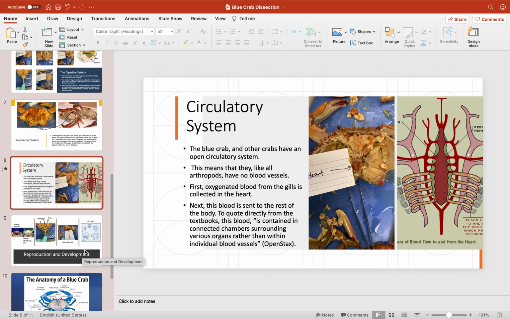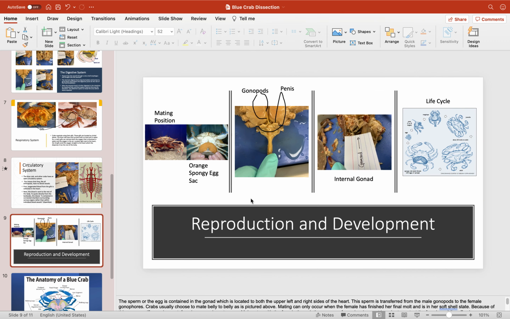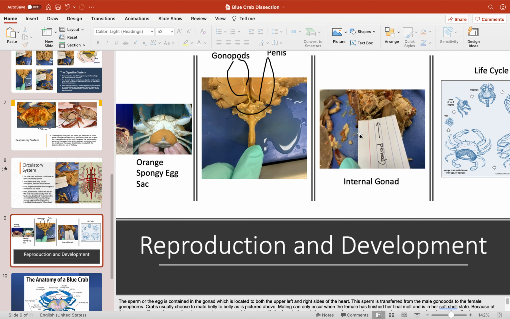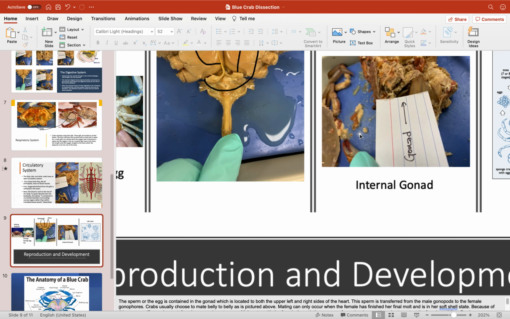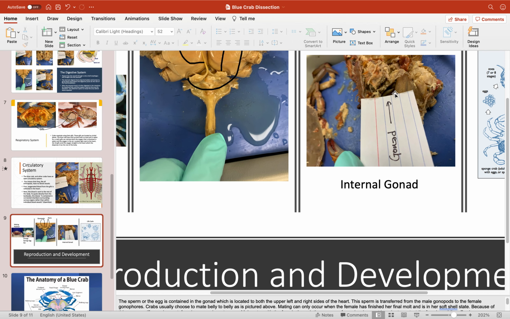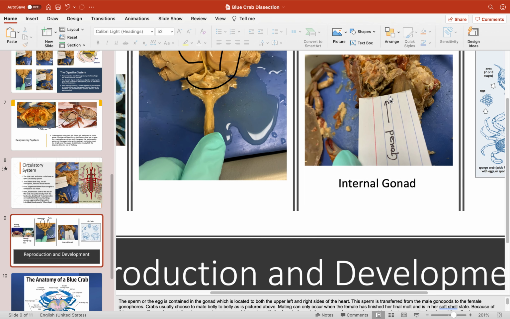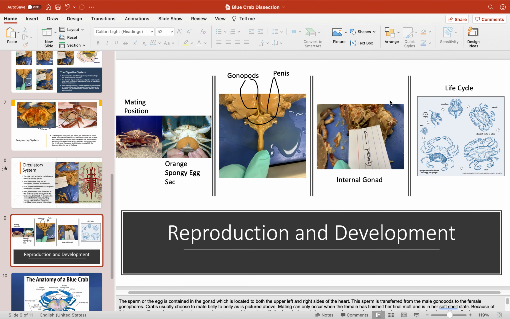So as far as reproduction and development goes, it's really not an unexpected concept. They reproduce sexually. The sperm or egg is contained in a gonad, which is actually up and to the right and the left side of the heart. So there's 2 gonads for each crab, and you can see this little thing here, that's the gonad in the dissection picture.